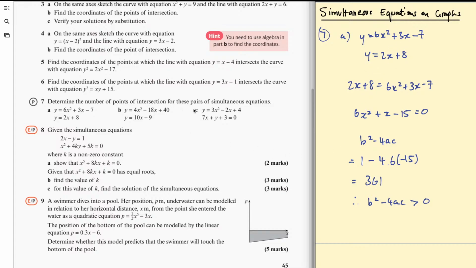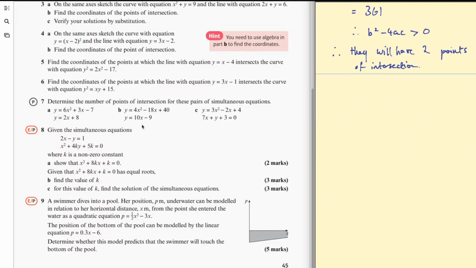And remember, all the question is asking is determine the number of points of intersection. So if it has two solutions, there will be 2 points of intersection. So therefore, they will have 2 points of intersection. Okay.